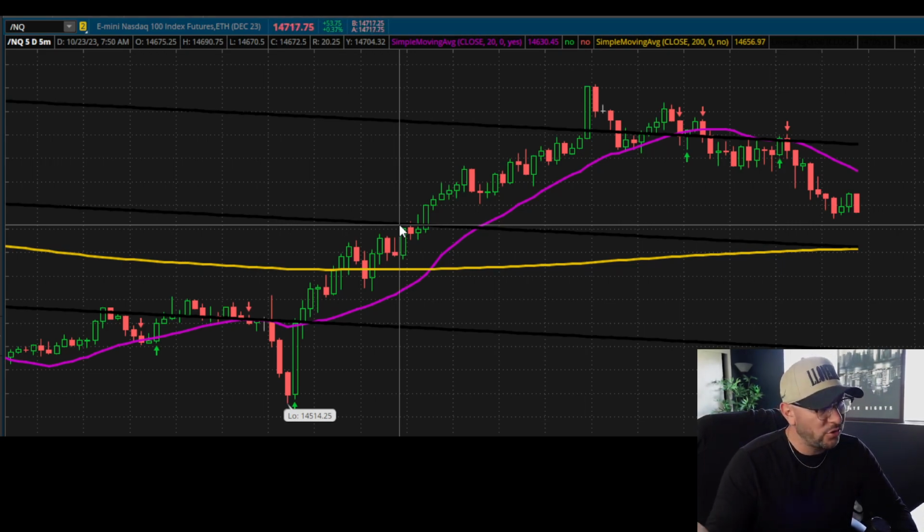Now, obviously, if you're trading bigger size and you have bigger drawdown and you're playing something like a mini contract, this could be a massive winner here. You know, $2,000, $1,000, $3,000, a massive winner here.